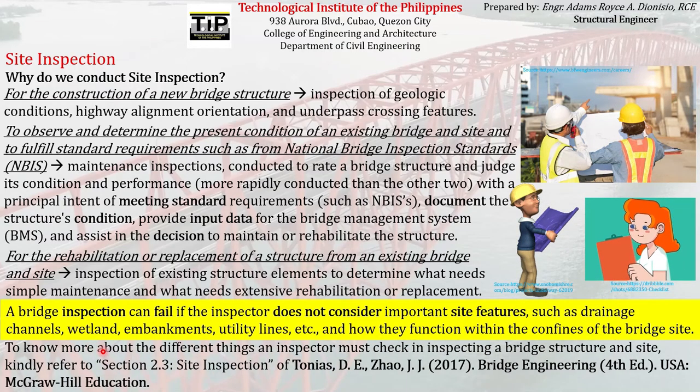So if you want to know more about the different things an inspector must check in inspecting a bridge structure and site, you can refer to Section 2.3, Site Inspection, of Tonias and Zhao's book, Bridge Engineering, 4th edition. You can refer to the Bridge Engineering book, 4th edition, by Tonias and Zhao, Section 2.3 Site Inspection, if you want to know more about the particular things that an inspector needs to check when inspecting a bridge structure.